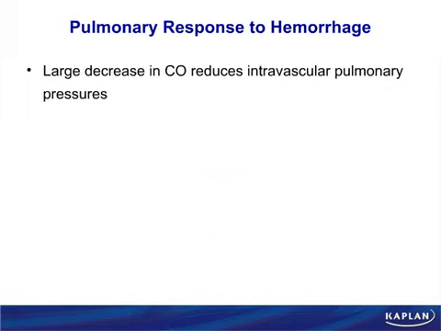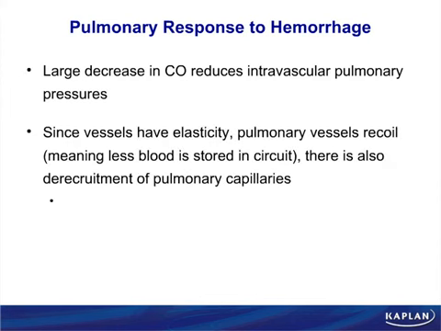All right, going the opposite direction to exercise is hemorrhage. Here we're going to have a large decrease in cardiac output. Because we decrease cardiac output, intravascular pressure in the pulmonary circulation would go down. But veins, remember, even though they're very compliant, they're compliant rubber bands, they will snap back. They have some degree of elasticity. So these pulmonary vessels will recoil, which means they won't store a lot of blood.